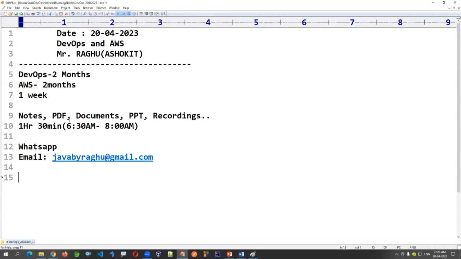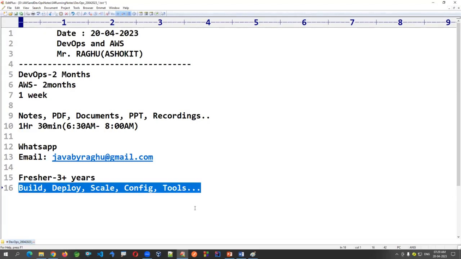This course is suitable for freshers to 3+ years of experience. I have got a lot of emails from people from a non-IT background. For them, I am trying to take a separate session this Sunday, as you are not aware of IT terminologies. Some people say, sir, I don't know what is build, what is deploy, what is scale, what is configure, what are the tools used. All these terminologies, this Sunday I'm taking an additional session for non-IT people, who do not have IT knowledge or real-time knowledge.